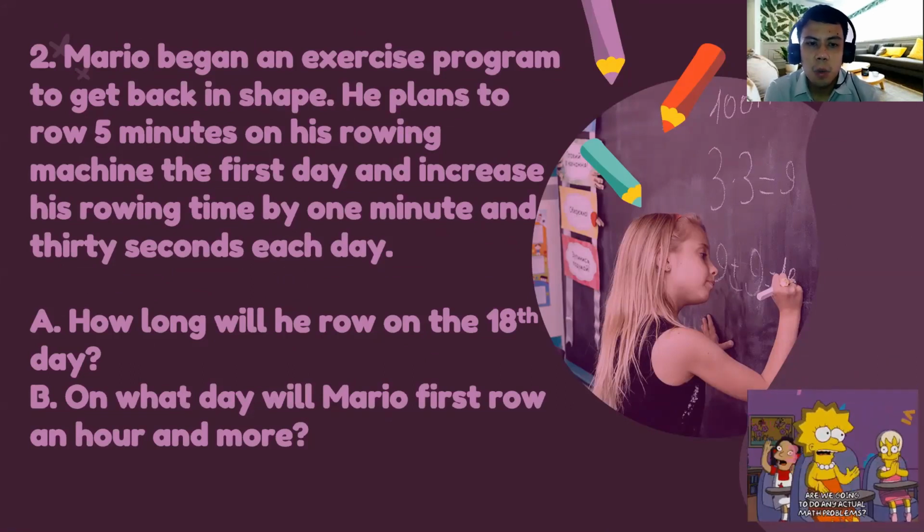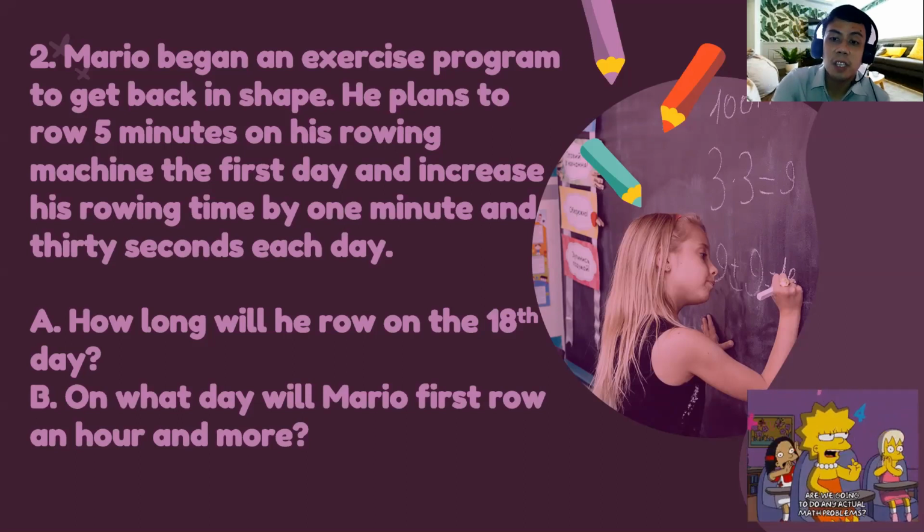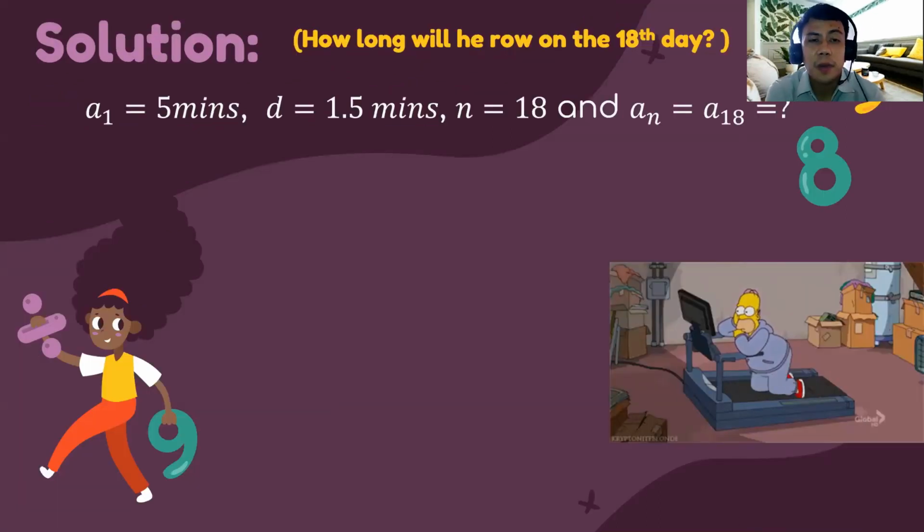Second, on what day will Mario first row an hour and more? Okay, let's go and try to solve this problem. So we have here the first term, which is 5 minutes. It's his first day of rowing the machine. Next, he is planning to increase by 1 minute and 30 seconds per day. So the common difference is 1.5 minutes.